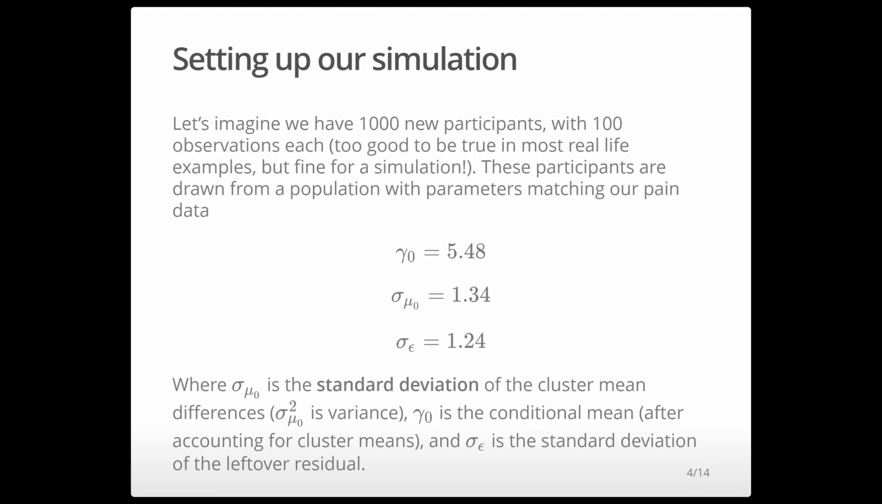So once again, we have gamma 0, which is our population mean, is 5.48. We have sigma mu, which is the standard deviation of our cluster means, is 1.34. And sigma epsilon, which is the standard deviation of our residual, is 1.24. And we know these are standard deviations, once again, because they are not squared. Variances would have the exponent up here.